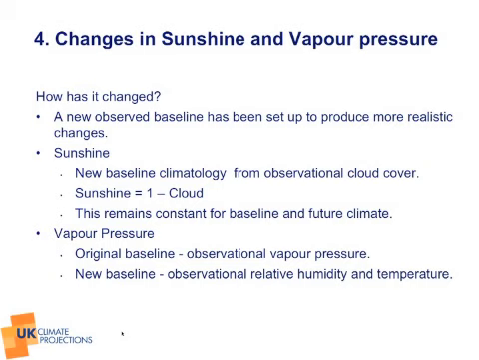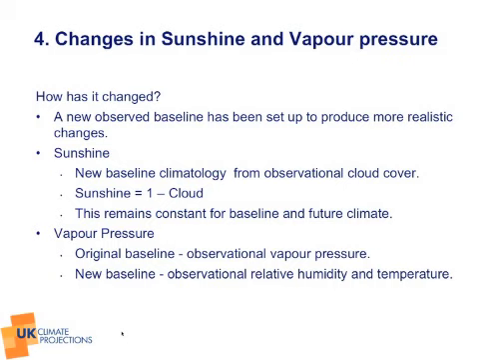So how has it changed? The weather generator team have set up a new observed baseline. The baselines were originally calculated from observed data, and now they have been derived using calculations. Most of the variables required in the change factors are available in the projections, but sunshine and vapor pressure are two that are not part of these basic variables.